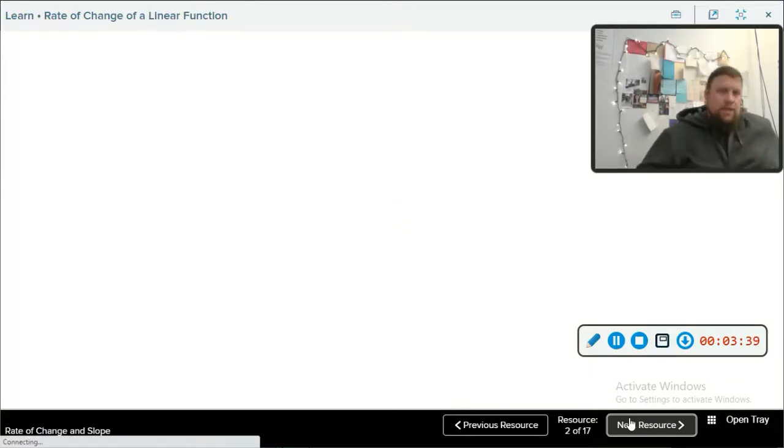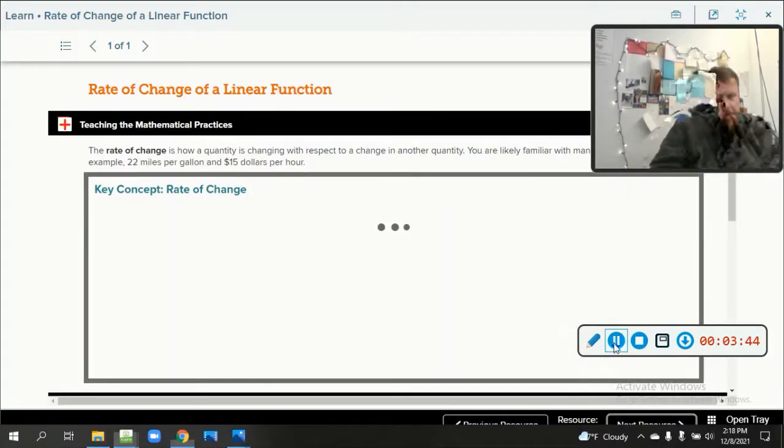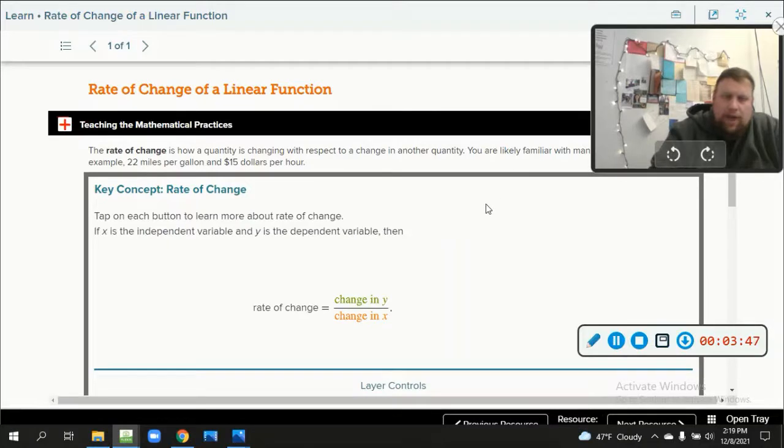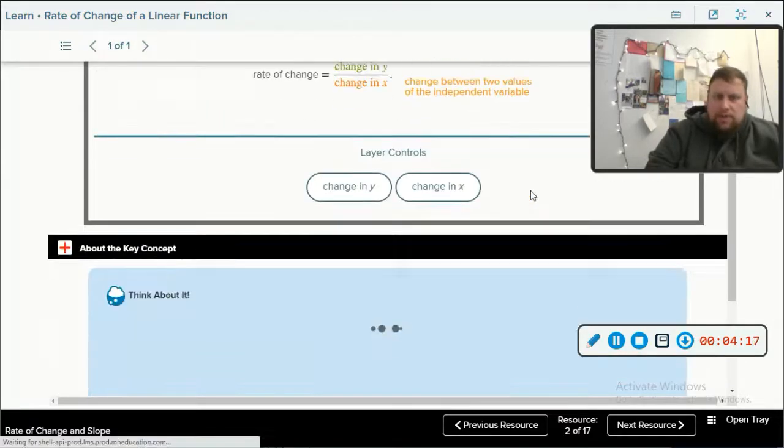Okay, rate of change of a linear function. Got a little learn. So we're going to talk about rate of change. Rate of change is just how one quantity is changing with another. In this case, when we're talking about graphing, we're talking about our change in y over change in x. So our rate of change of a graph is how much our y values are changing between 2 points divided by our change in x. Don't forget, our change in x is the change between two values of the independent variable, and our change in y is the change between two values of the dependent variable.